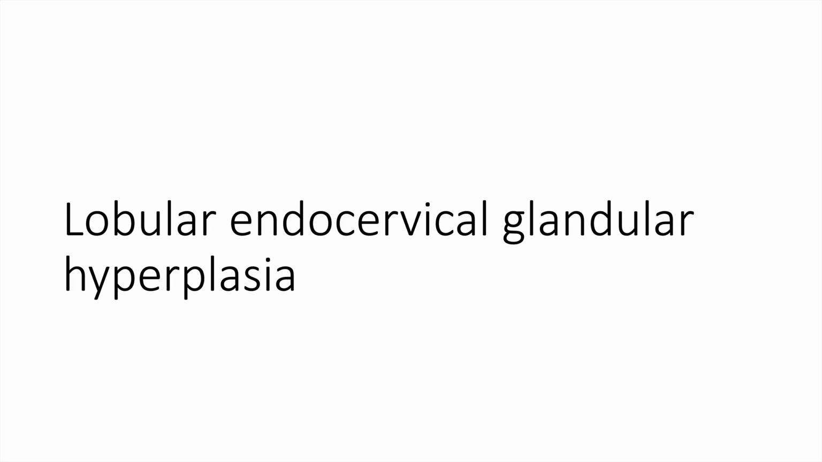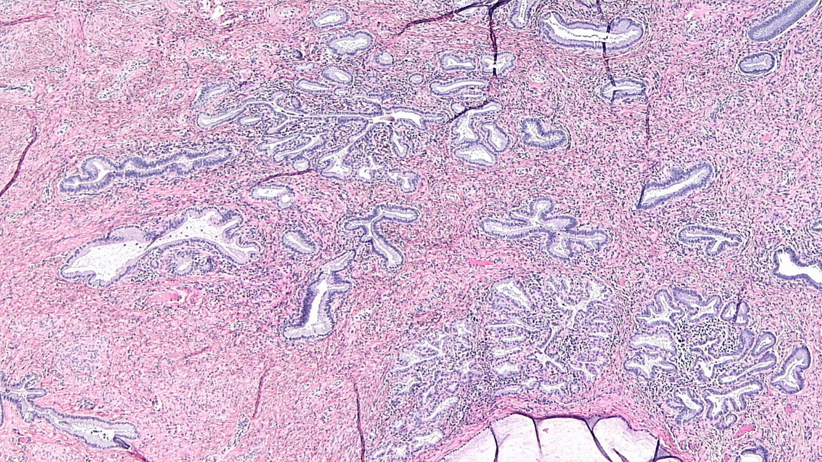Now we'll cover lobular endocervical glandular hyperplasia, which has a proliferation of endocervical glands with a lobular formation, often with pyloric metaplasia, which typically involves the upper endocervix in the superficial half of the specimen. It can occur in patients with Peutz-Jeghers syndrome, which is germline STK11 mutations. And histologically, it's characterized by a central duct with surrounding lobular proliferations of endocervical glands.